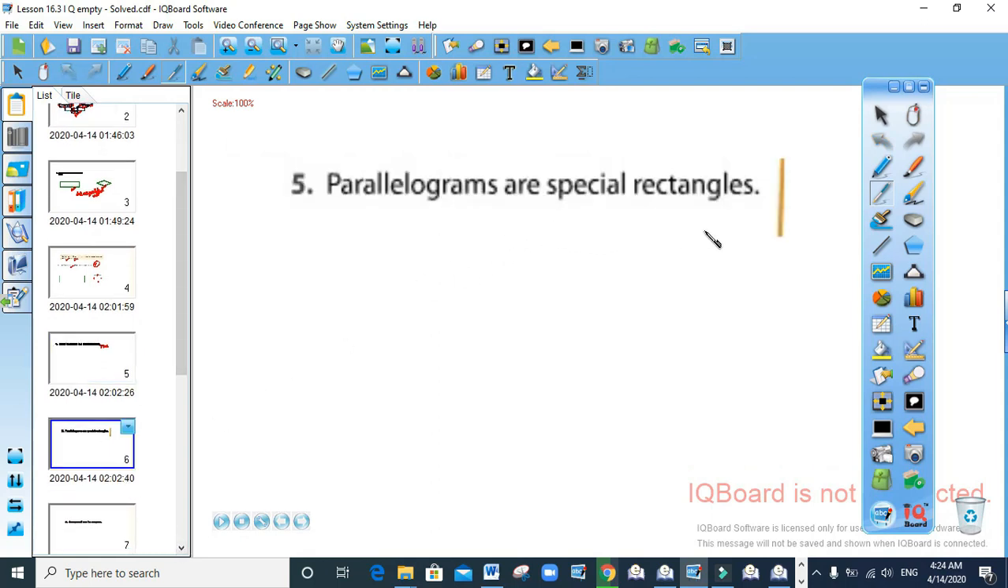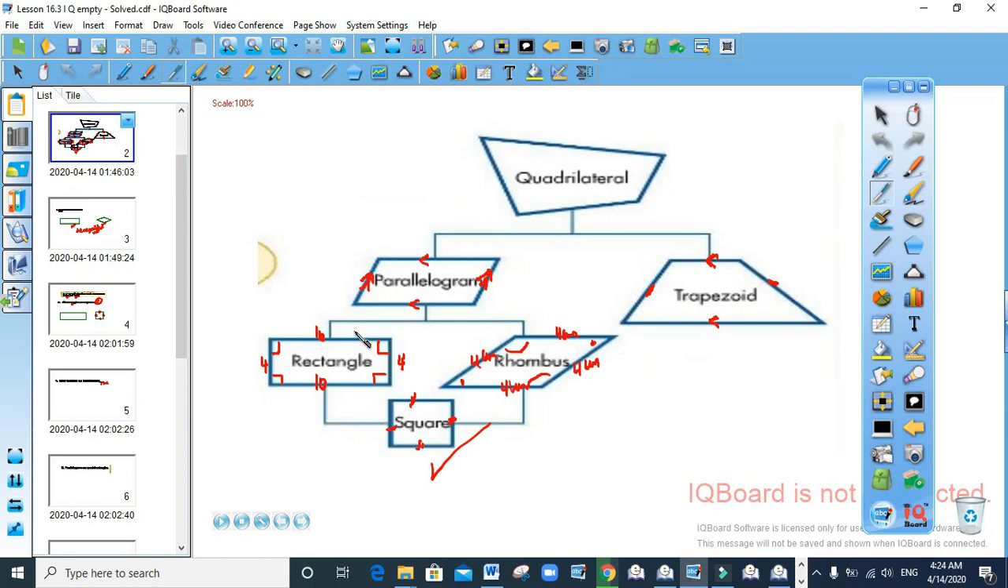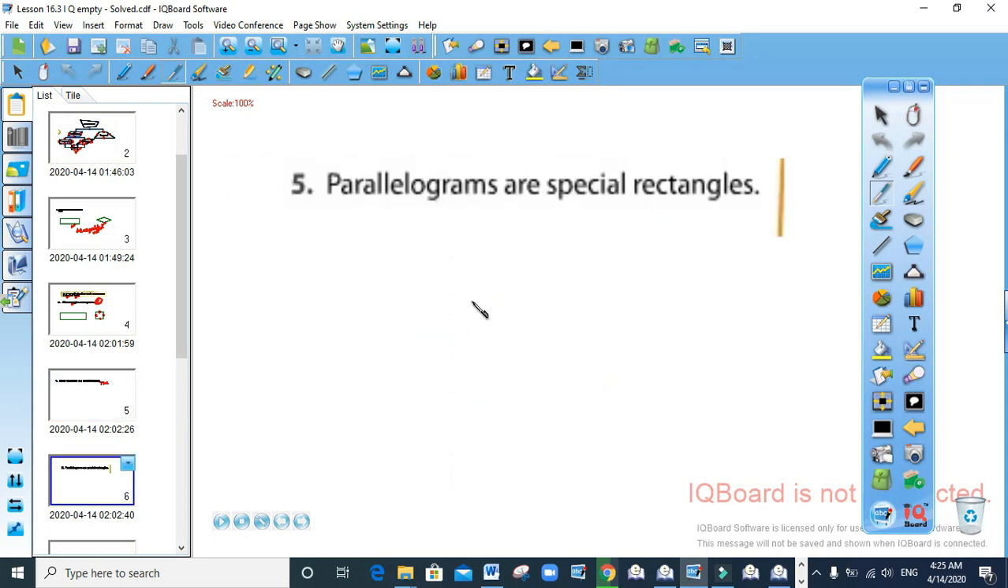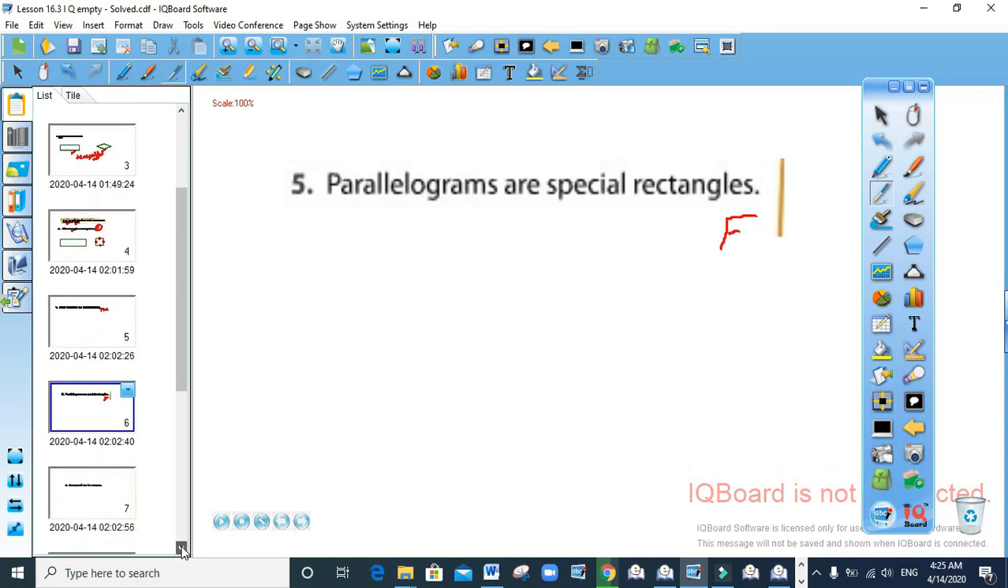Parallelograms are special rectangles. Can we say that parallelograms are a special kind of rectangle? Actually, we can say the opposite, that rectangles are special parallelograms. A parallelogram can be a rectangle only if it has 4 right angles, but any rectangle can be a parallelogram because it's his father. So the statement that parallelograms are special rectangles is false. Next question.